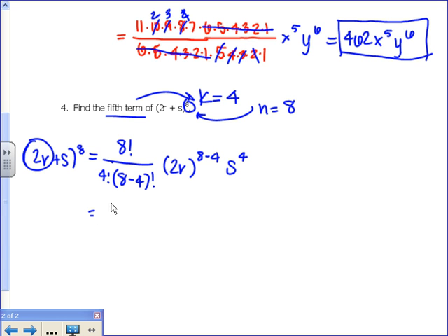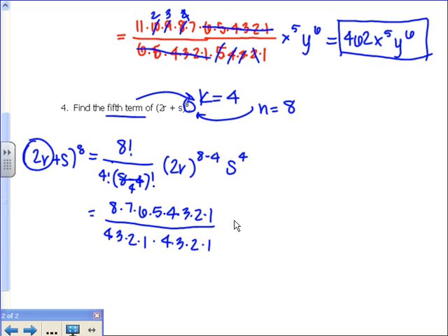Okay, let's expand this out. We get 8 times, oops, 7 times 6 times 5 times 4 times 3 times 2 times 1. I can't count down very well apparently. If you'd like to take a shortcut without having to write that 4 through 1, that's fine. I'll write it all out just for the sake of notes. 8 minus 4, this is just going to give me a 4 factorial again, so I have 4, 3, 2, 1, all repeated. Here I have 2r to the 8 minus 4. Now 8 minus 4 is just a 4, so 2 to the 4th, which is going to give me 16. And then r to the 4th, s to the 4th.